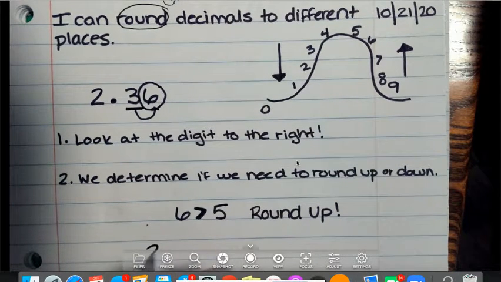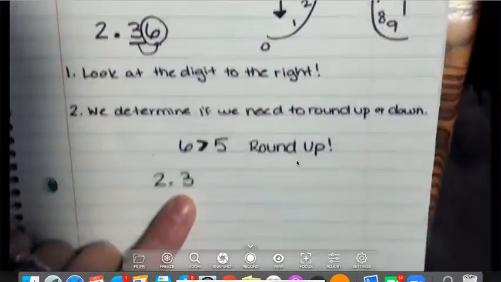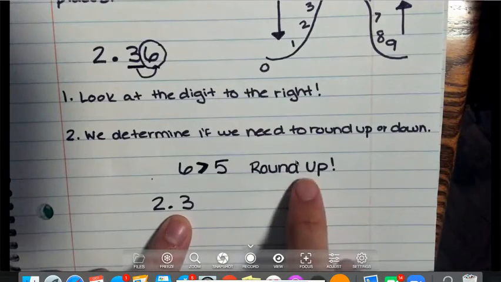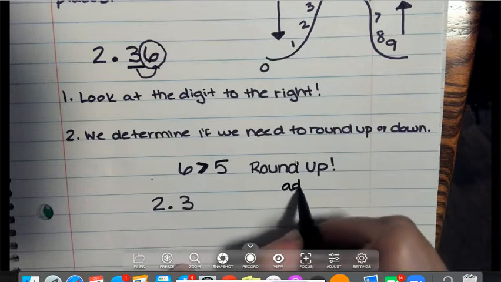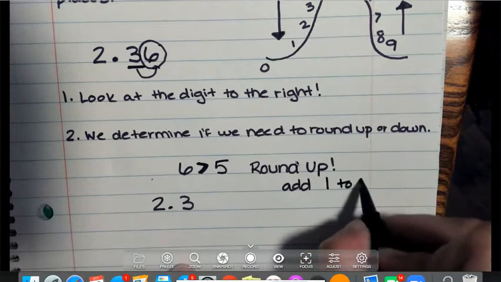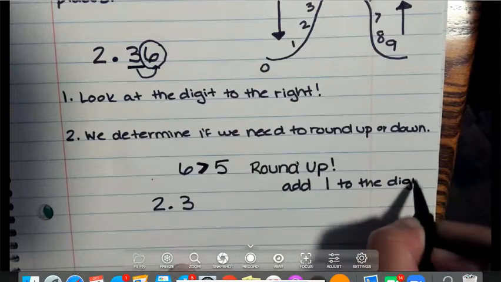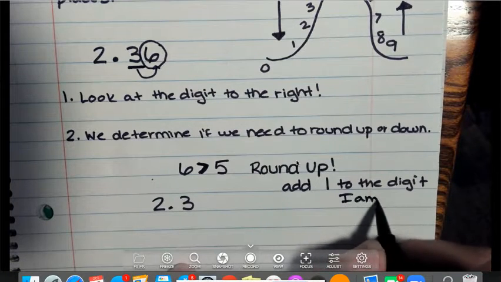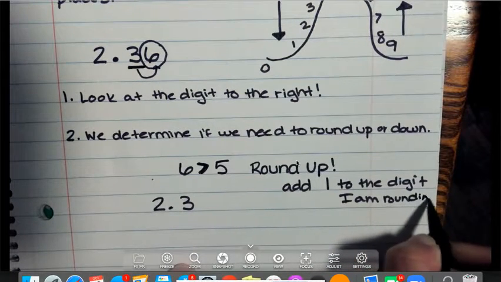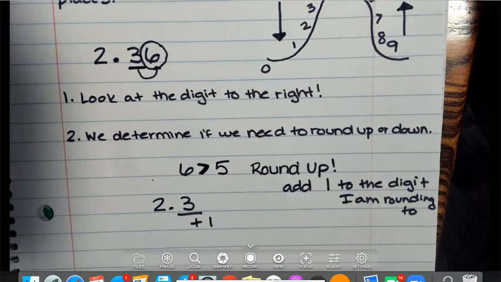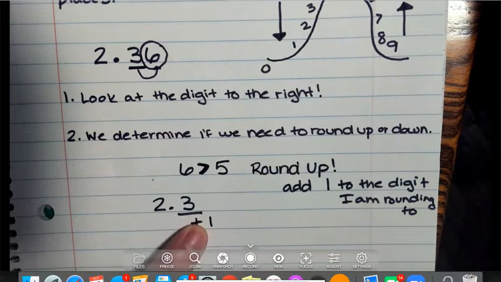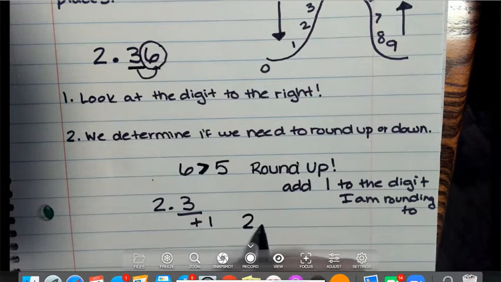So if I have my 2.3, or 2 and 3/10, and I'm rounding up, what that means is when I round up, I add 1 to the digit I'm rounding to. So my 3, I'm going to add 1. So 2.3, or 2 and 3/10, plus 1/10 would be 2.4.